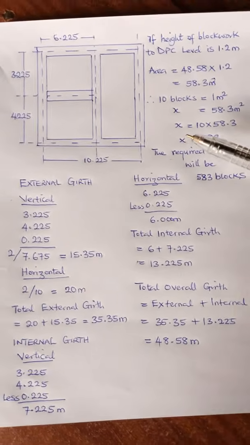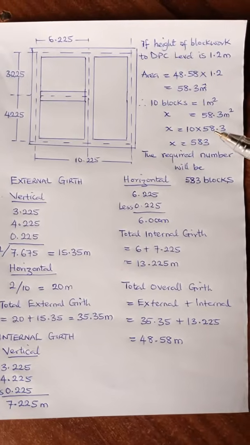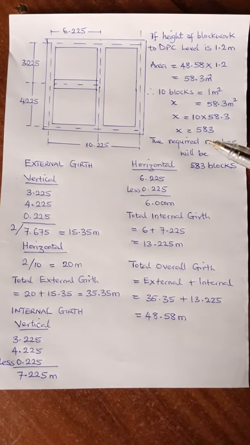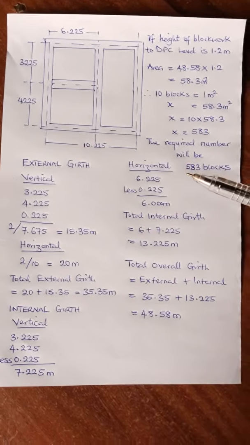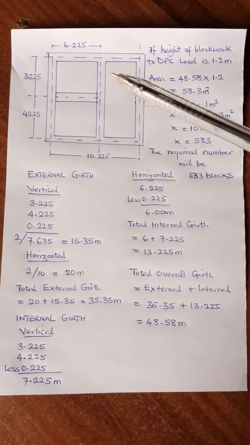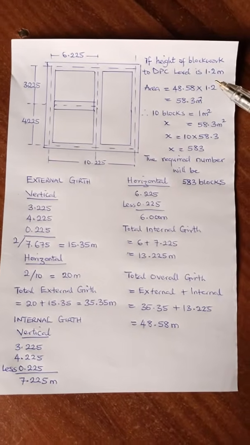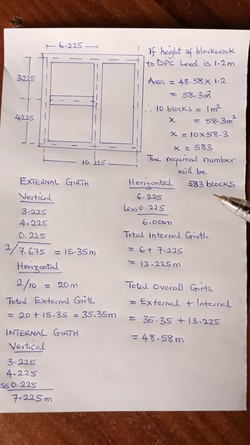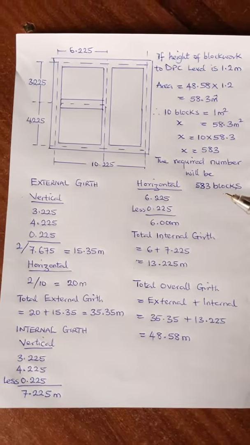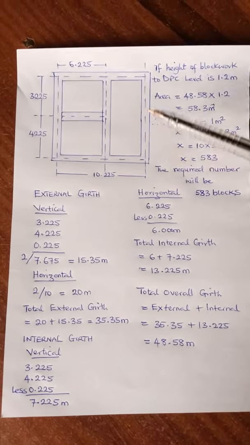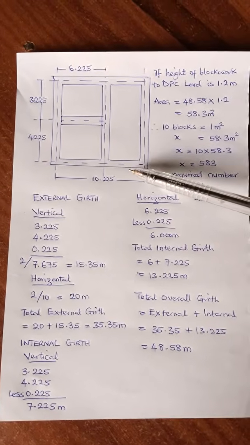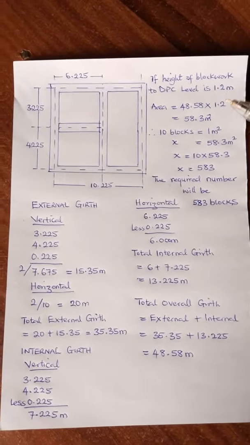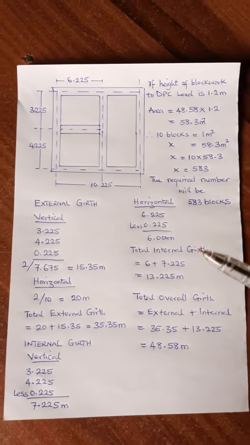So x now in this context will now be equal to 10 times 58.3, and that will give us 583. So the required number of blocks, the required quantity that will get to the height of 1.2 meters based on this dimension will now be 583 blocks. Okay, that's the quantity that will enable us achieve the block wall from the base of this foundation to a height of 1.2 meters.